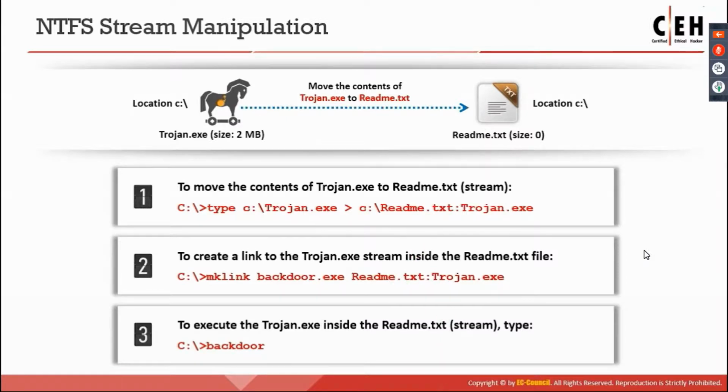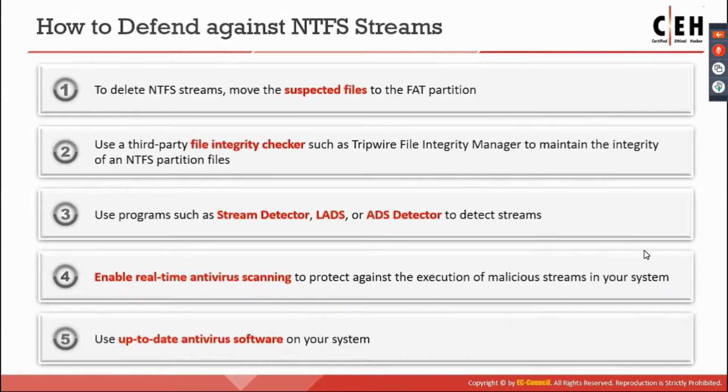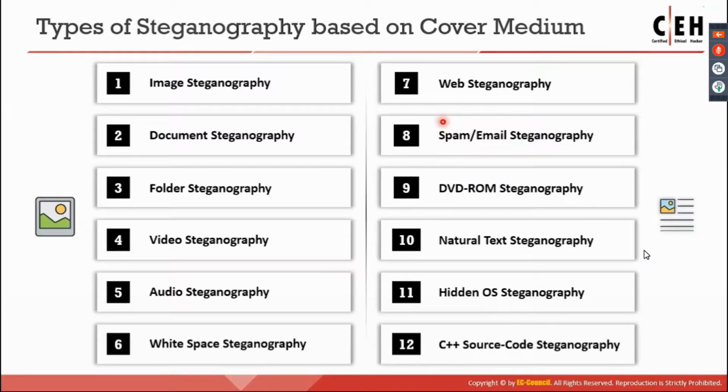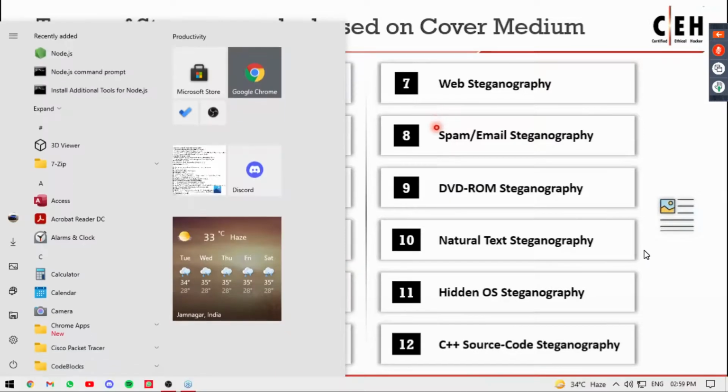So you want to make sure that you don't have streams. There are many different ways to do it, but there is an app for that. Stream Detector, Stream Armor, Gimmer, ADS Scanner, Streams, all of these can help you detect streams and stop them on your computer system. All right, so I just want to say a little bit about steganography, and then we're going to move on to web applications.